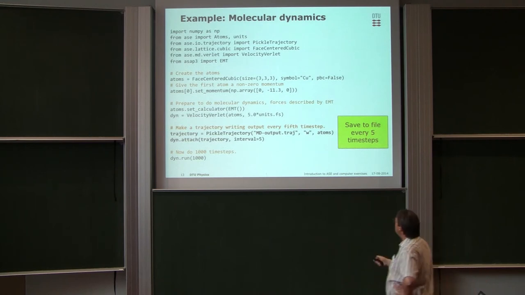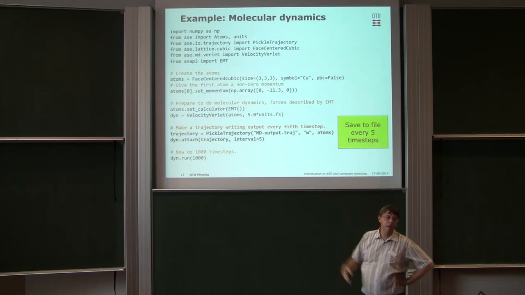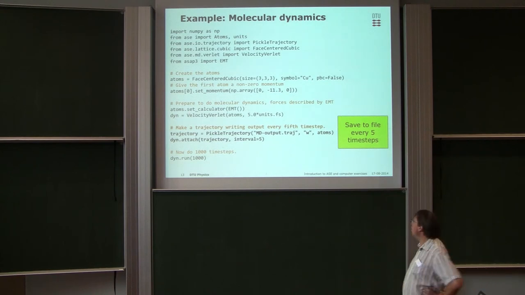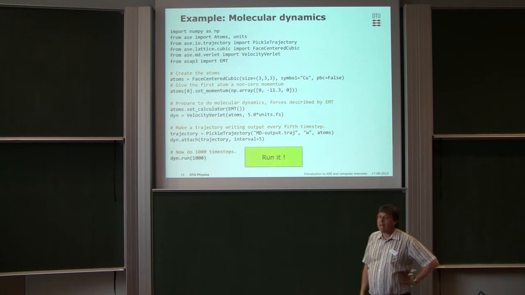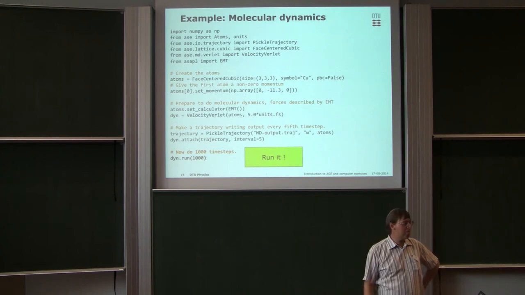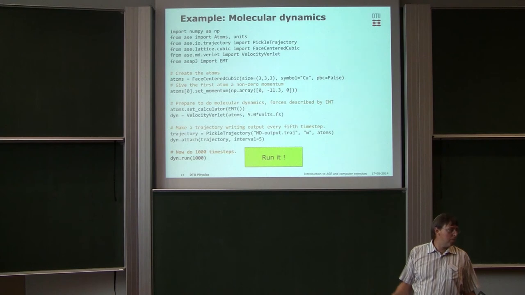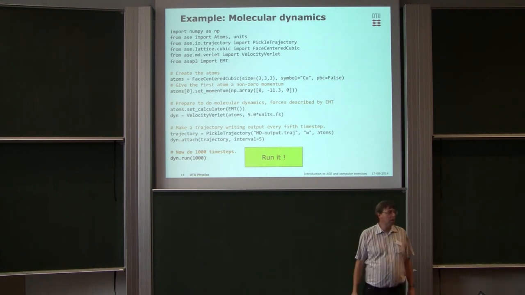Now, since this example was made, in most of the dynamics you can also just write trajectory equals and then define a name. And then it will do the same thing, except it will write for every time step. And then finally, I just tell the dynamics object, do your magic, 1,000 time steps. And it will start doing time steps, and every 5 steps it will save the atoms. So that's one example of running a script.